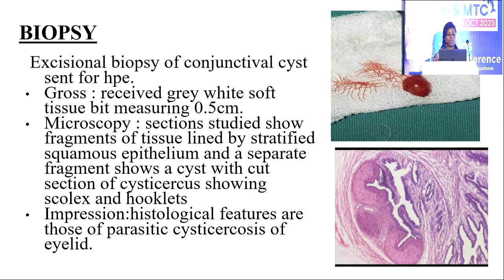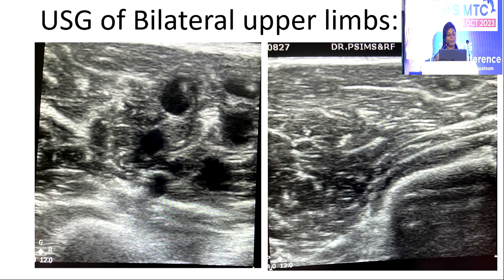On biopsy, received red, grey, white soft tissue bit measuring 0.5 centimeters. On microscopic cut section, it shows a fragment of tissue lined by stratified squamous epithelium, and a separate fragment shows a cut section of cysticercus showing scolex and hooklets. Impression: histological features are suggestive of parasitic cysticercosis of the eyelid.